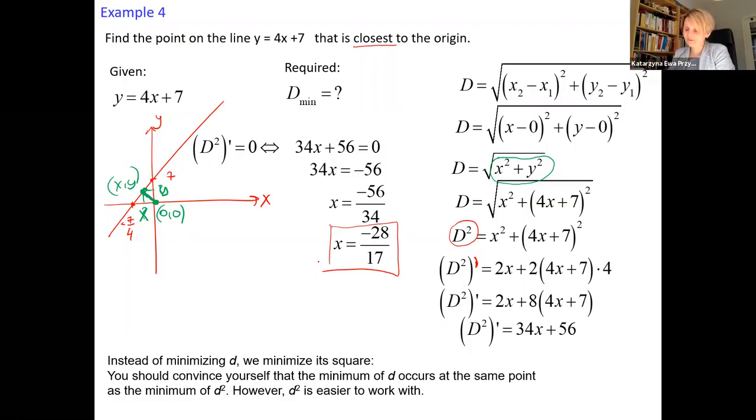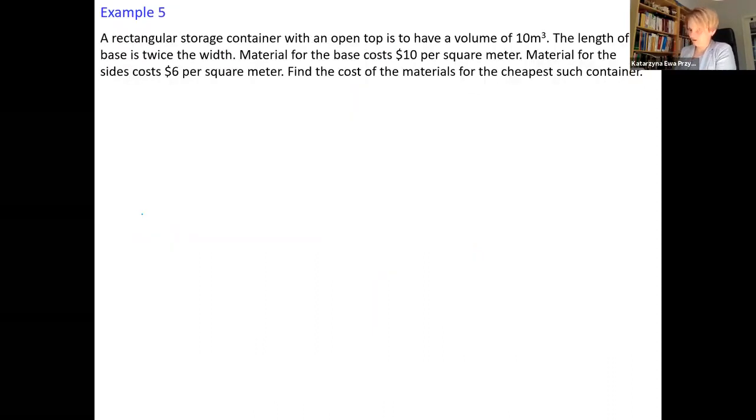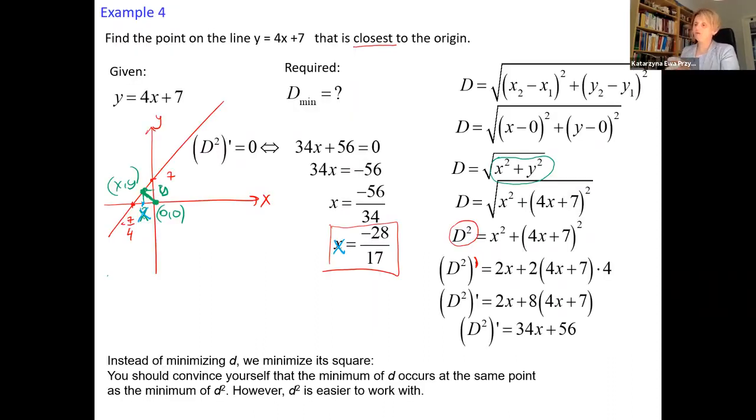I knew it was weird, but this number is definitely somewhere here. That means x equals negative 28 over 17. And now we just have to find the y value. Did I compute it? Oh, I didn't compute the y value. Relax. We have to prove that it is a minimum. Let's do it.